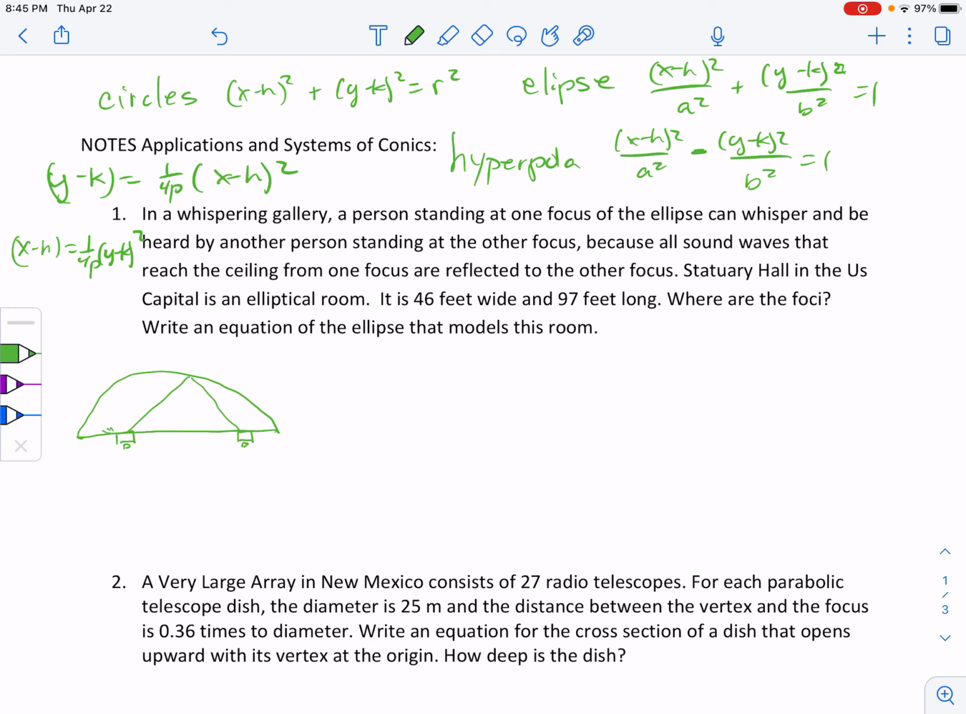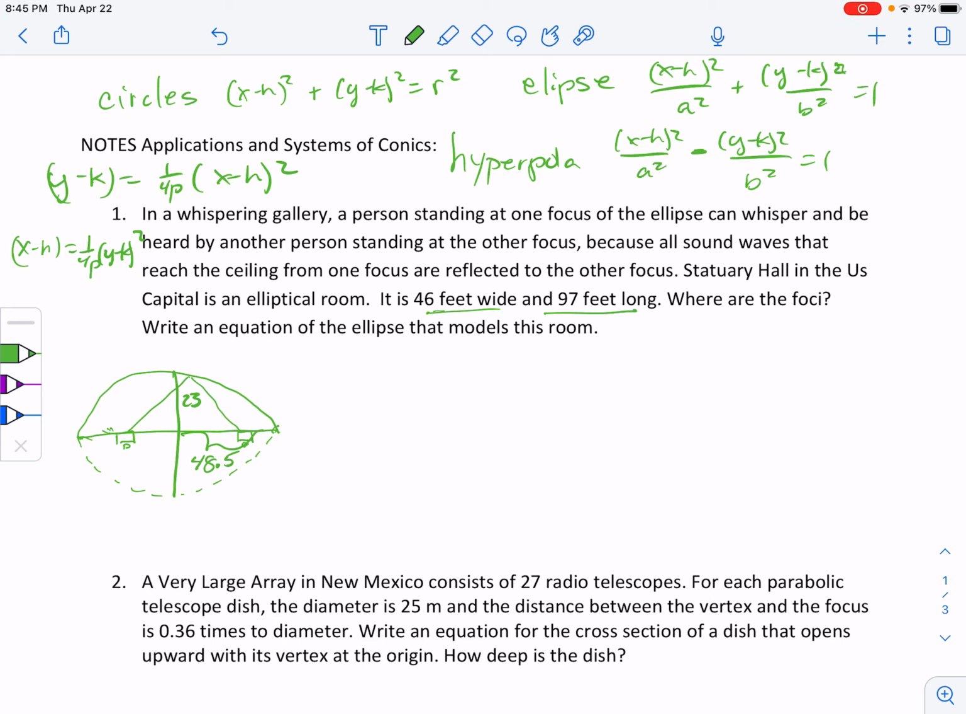Anyway, they want me to write the equation for this. And they're telling me that my ellipse is 46 feet wide and 97 feet long. Well, 46 means if I continue this through a tunnel from here to here it's 46, so the top is only 23. And 96 is the full length, so half of it from here to here is 48.5.